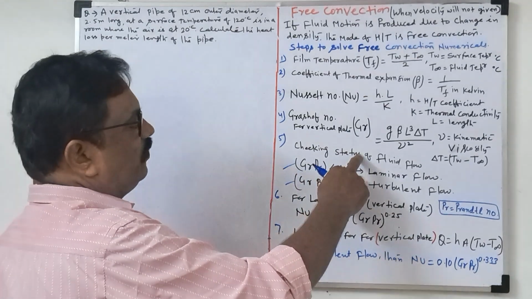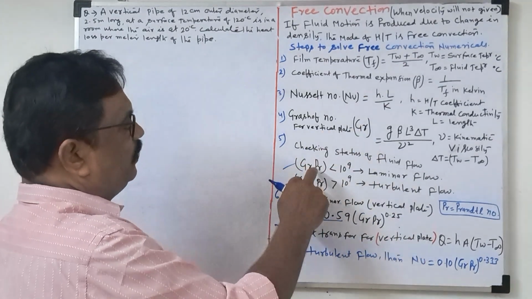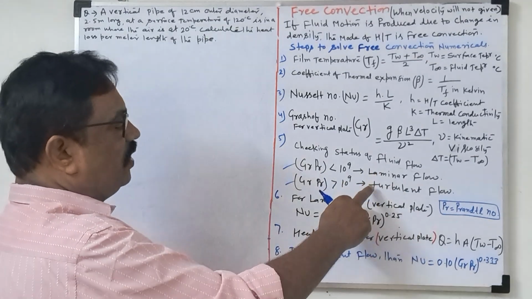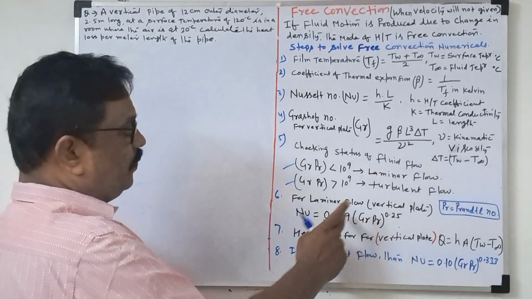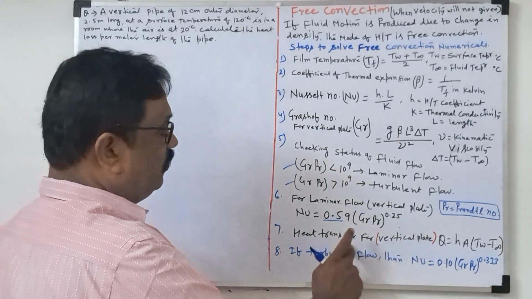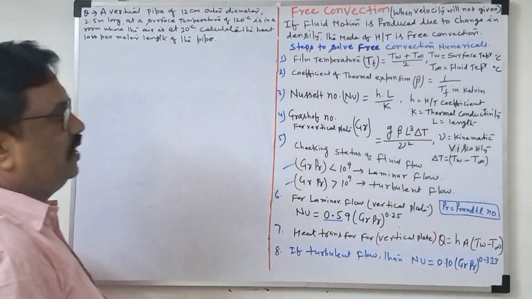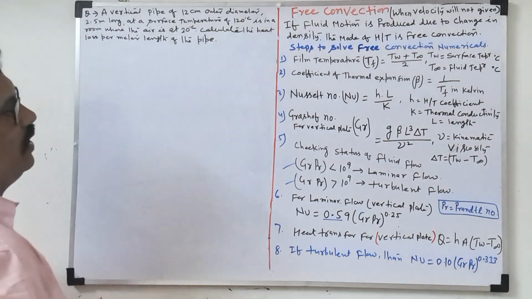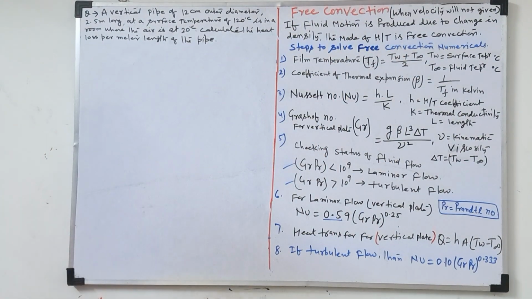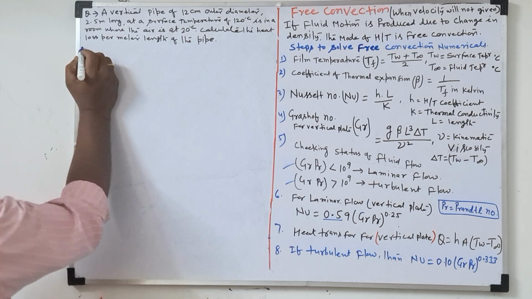Then we find the product of Grashof number and Prandtl number, GrPr, and see the status of the fluid, either laminar or turbulent. Based on laminar or turbulent flow, we use the corresponding Nusselt number formula. Then we find the heat transfer. So those are the steps. First we find the film temperature, and the properties of air we see from the HMT data book.